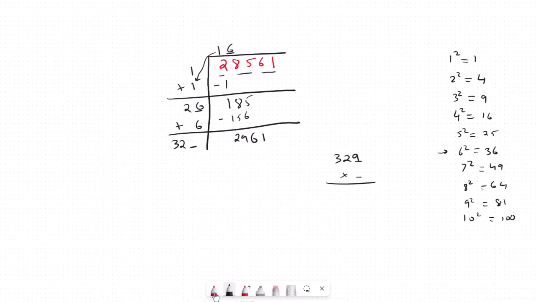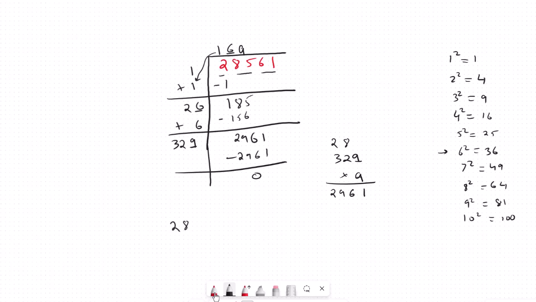So 329 times 9. Let's try that. So 9 times 9 is 81. 9 times 2 is 18. Plus 8 is 26. 9 times 3 is 27. Plus 2, 29. So we got the same number here. So that means 329 times 9 gives us 2961. If we subtract this, we get 0 remainder.